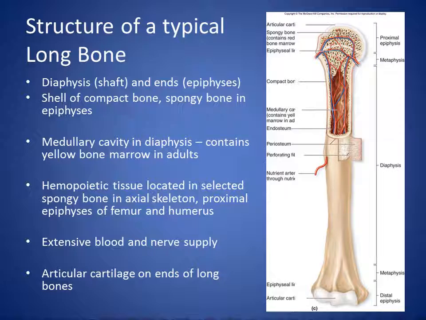bone. The diaphysis also has a medullary cavity that contains a yellow bone marrow in adults, whereas the cavities in the spongy bone contain red bone marrow or hematopoietic tissue, located mainly in the epiphyses of the femur and the humerus. Bone also has an extensive blood and nerve supply, as well as articular cartilage on the ends for articulation at joints.